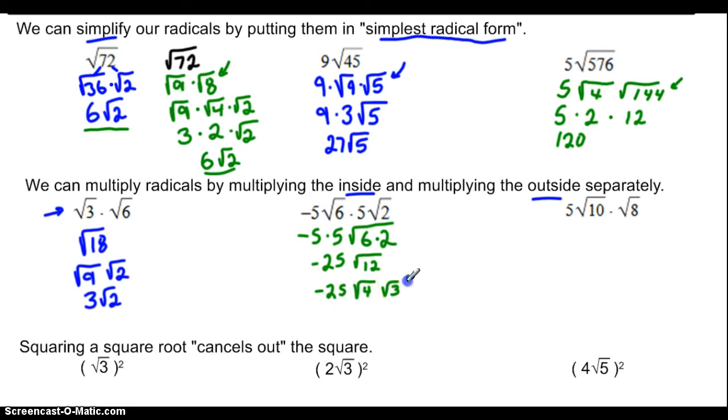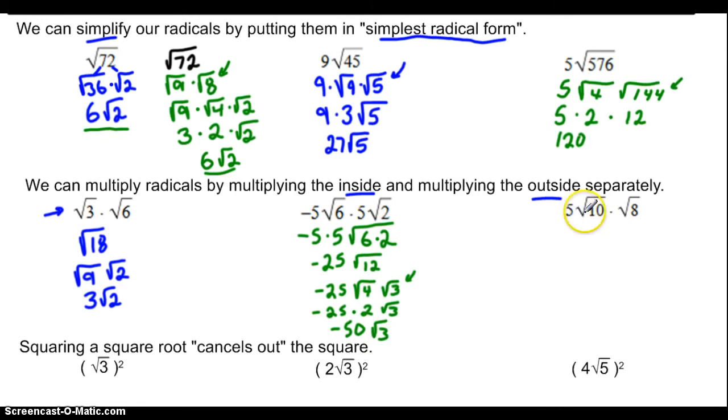And is there anything we can do with that square root of 3? No, there's not. No other perfect square factors. But we can save the 4. The square root of 4 is 2, and it joins this negative 25 outside. So the simplified version of this is negative 50 square root 3.